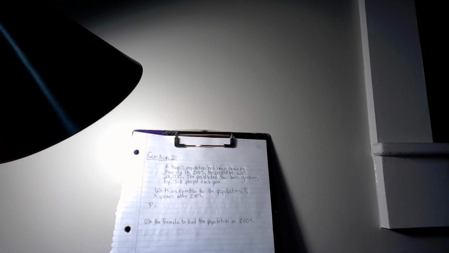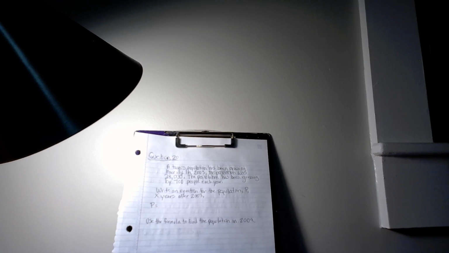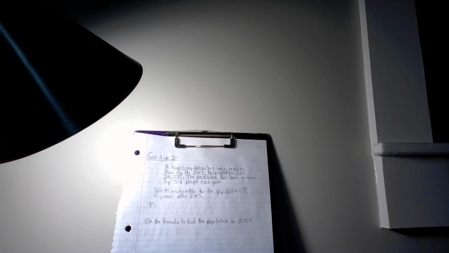Okay. My next question is question 20, which states a town's population has been growing linearly. In 2003, the population was 28,000. The population has been growing by 700 people each year. Write an equation for the population P x years after 2003.